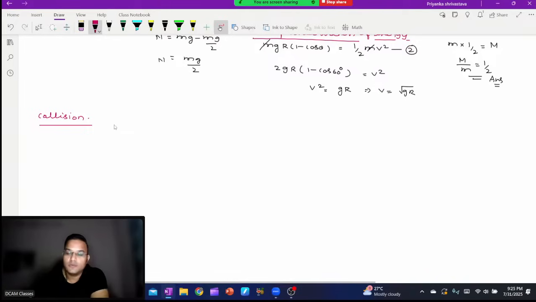Now see, coming to the collision part. So when you will take rotational mechanics, this collision is over. After that, rotation will start. Center of mass and rotation.